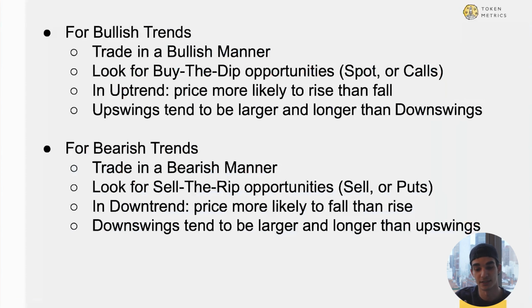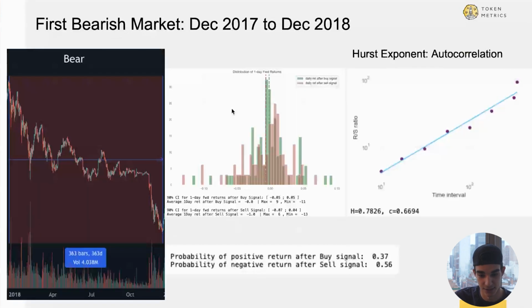Why? Because in a downtrend, prices are more likely to fall than rise, and these downswings tend to be longer and larger than upswings. I'm not inventing anything. This should be very intuitive, but let's look at some analysis.